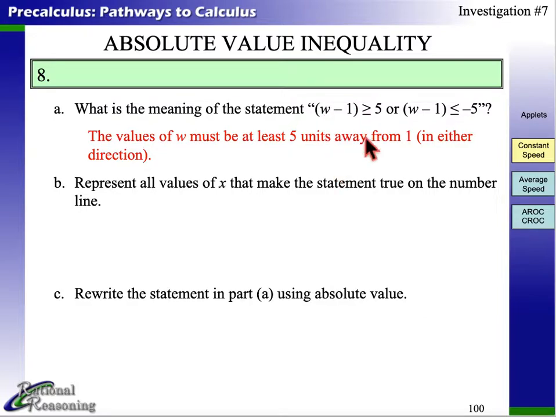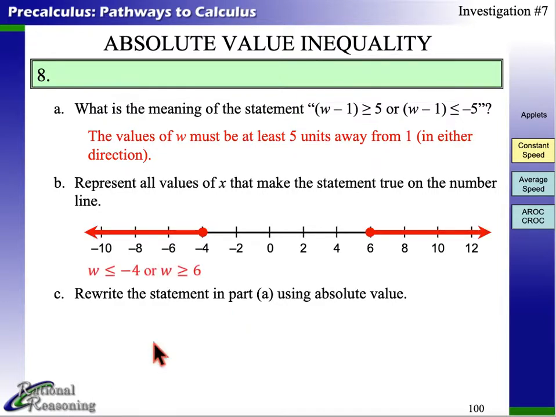Okay. Now we could write this with an absolute value, and this is sort of how we go about solving it. So we can just think that we're trying to stay away from positive 1. We want to be 5 units away. So that's negative 4 up to positive 6, and that's the number line we get. Using absolute values, the distance from positive 1 is 5 or more units away.